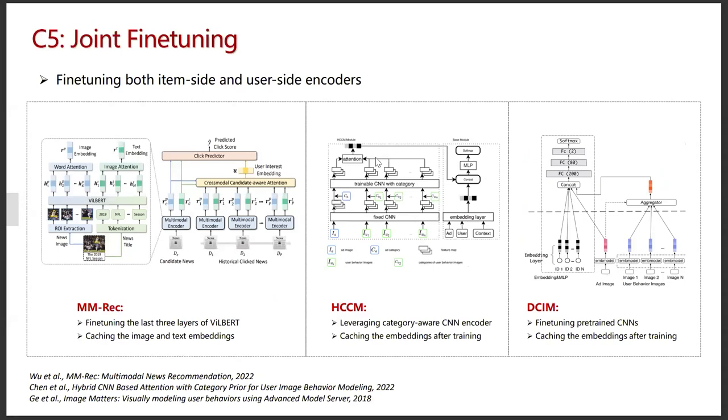Okay. The other type of work focuses on fine-tuning both item side and user side encoders. And this work is from Microsoft. They performed the work for news recommendation. And we can see both the user side sequence and the item side have multimodal encoders. They encode the multimodal features and aggregate them to perform the user item matching. And there are some similar works focusing on fine-tuning both item side and user side.